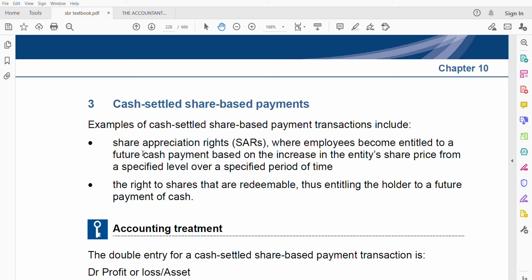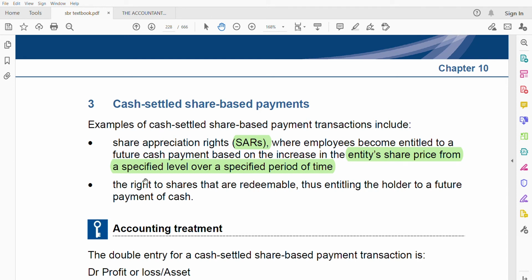One example is share appreciation right, SAR, where employees become entitled to a future cash payment. You see, employees will receive this cash in the future. Based on what? Increase in the entity's share price from a specified level over a specified period of time. From one level, it will increase to another over a period of time. That is known as share appreciation right. That means the share value went up, so based on that, the employees will be receiving more cash. That is one type of cash settled share based payment.